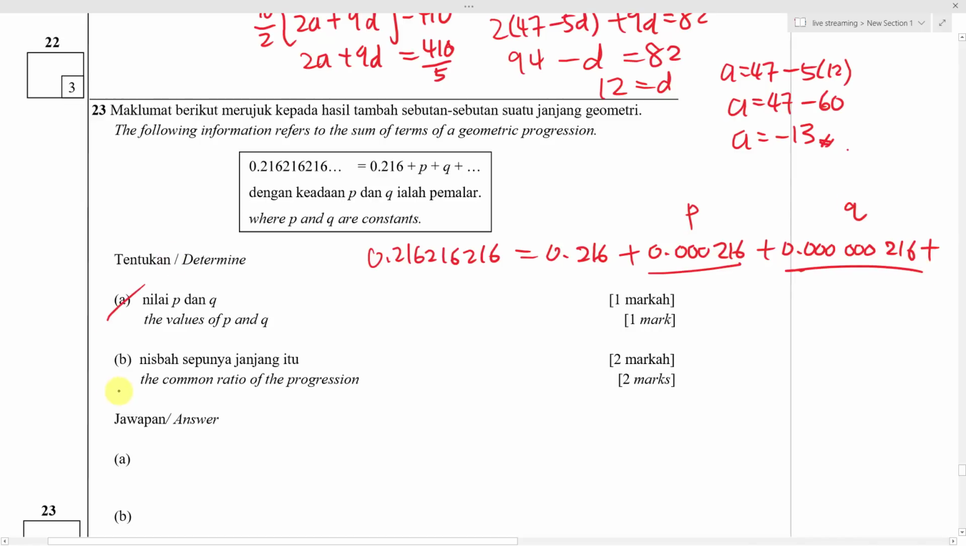Nothing special. So you have done the first one, 1 mark. And then you want to find the ratio. So for the ratio, just use the second term divided by the first term. So you will get 0.001, if not mistaken. Yeah, this question is very easy. I hope you can understand it.